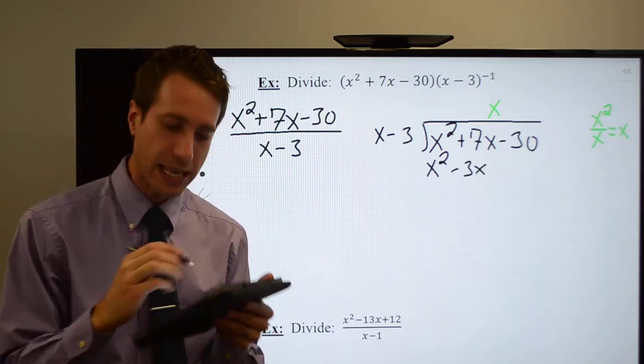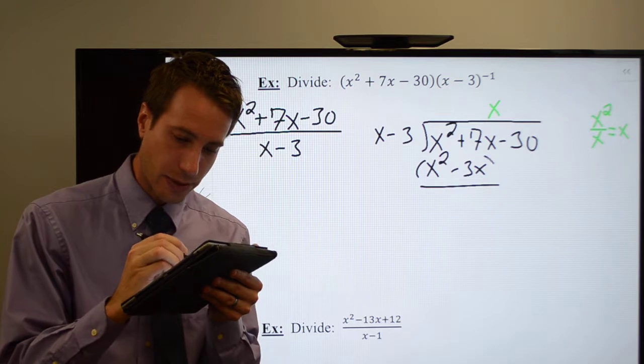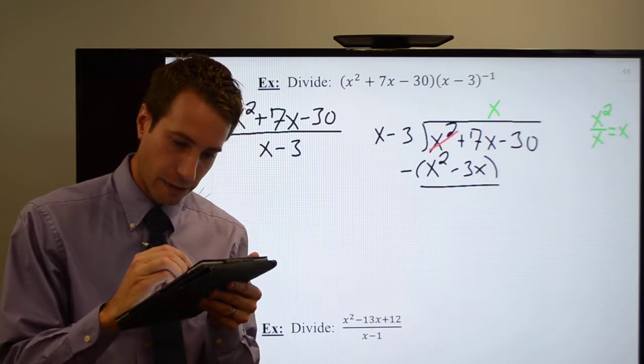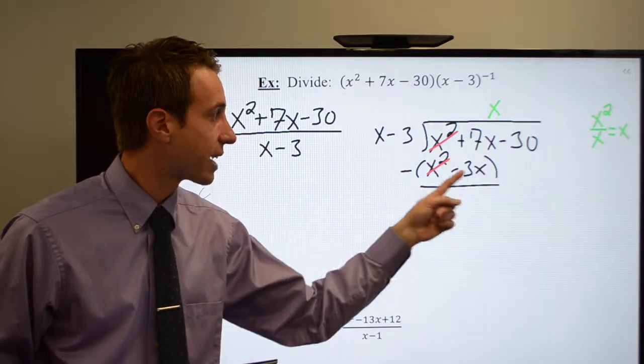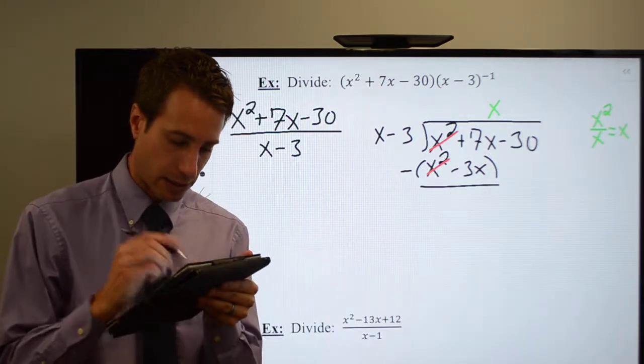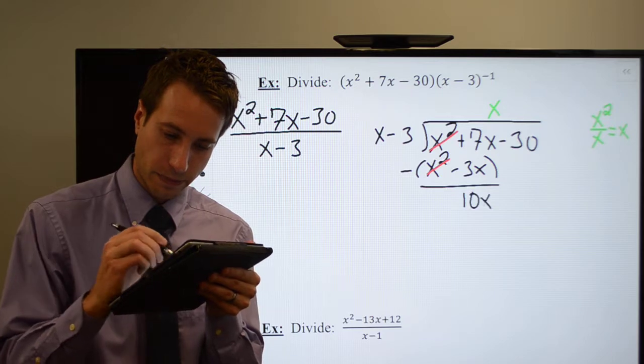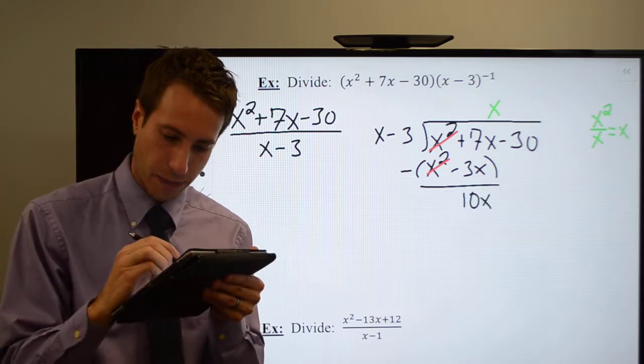Step number 3 is to subtract. Don't forget your parentheses, so you distribute that minus sign. The first terms cancel each other out. Negative times negative is going to be positive. So 7x plus 3x is going to be 10x. And step number 4, bring down.